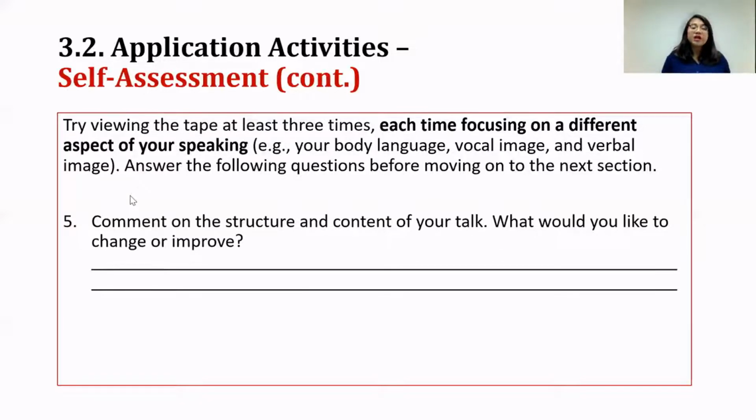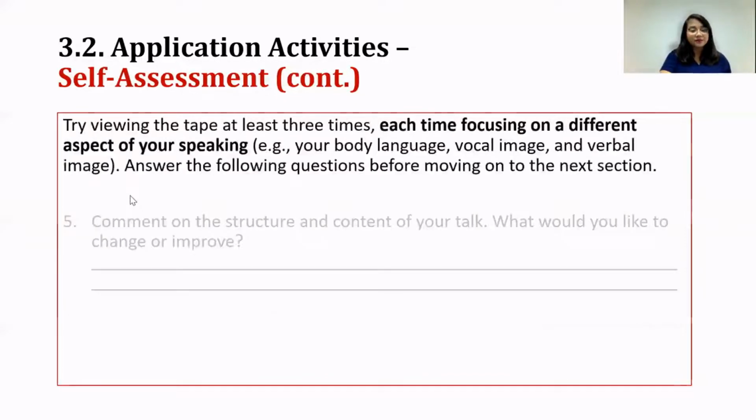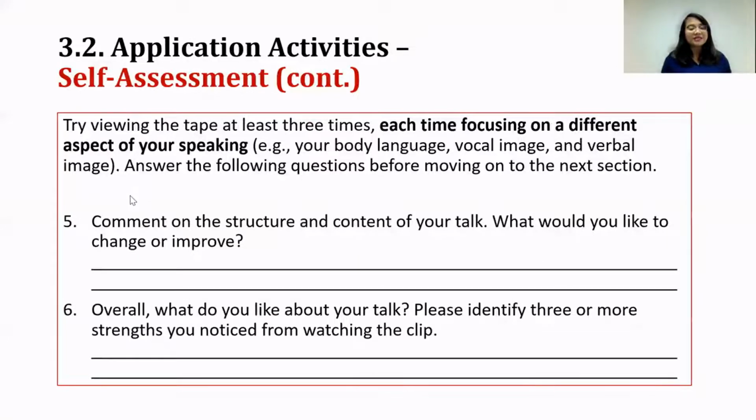Now about the structure and content of the student's talk. Previously, it was about the use of language. Previously in number 3 is focal qualities, right? So although the questions sound similar, they are focusing on different aspects. And last one, number 6.